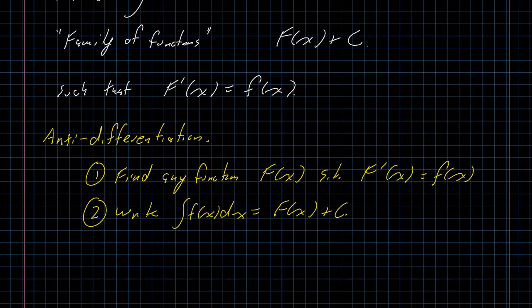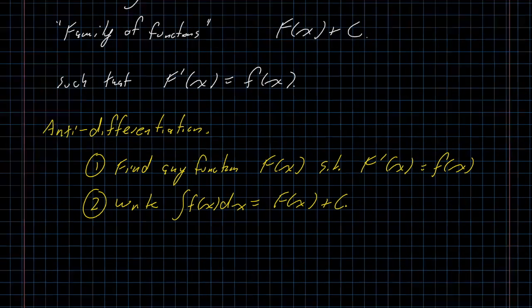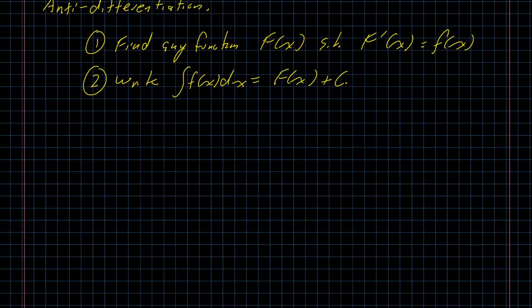And that gives us a strategy. If we can find any one function, capital F of x, so that its derivative is little f of x, then we know that every other function that satisfies that is just the difference of adding or subtracting a constant. So it doesn't matter which one we find as long as we find one. Sometimes that's easier said than done, but sometimes it's pretty straightforward.